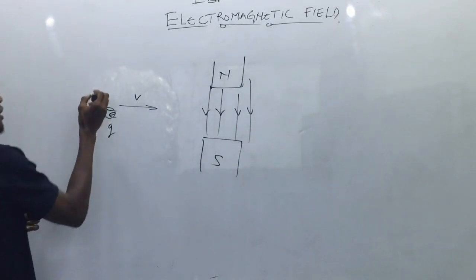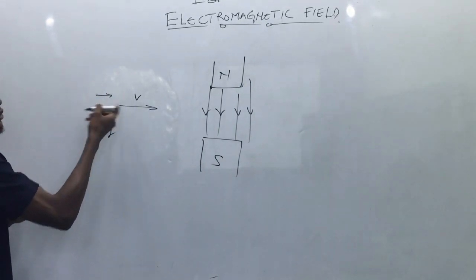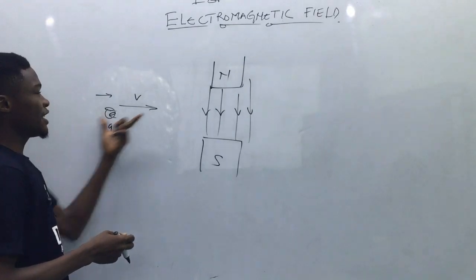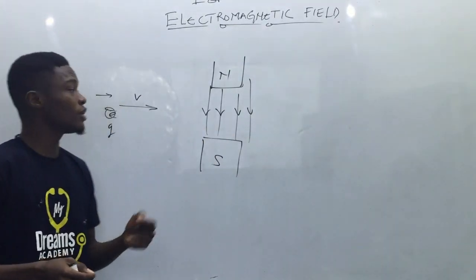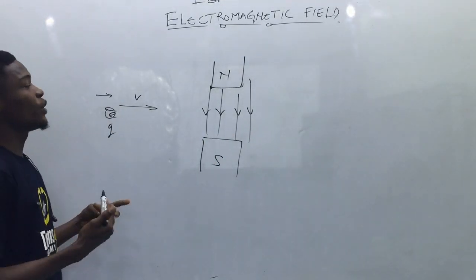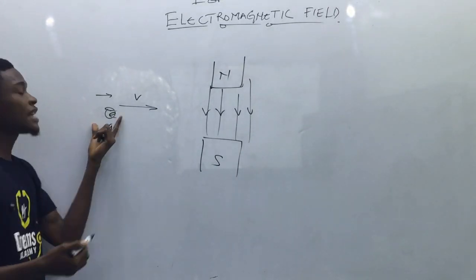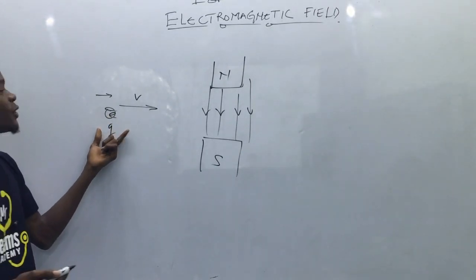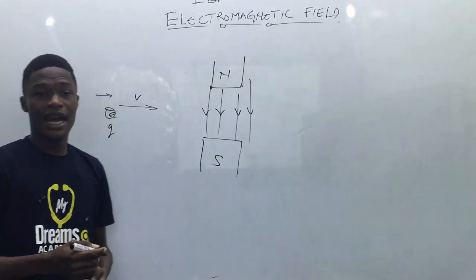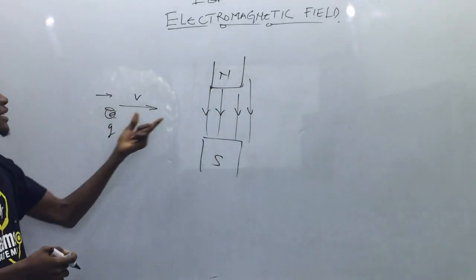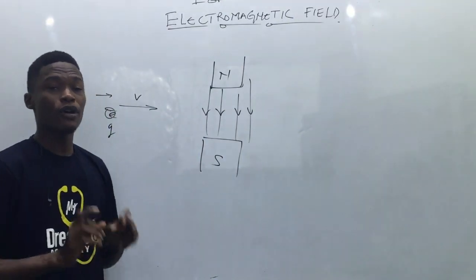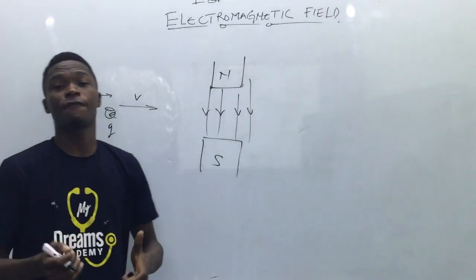Probably the charge was moving on a straight line. If it was moving on a straight line initially and is projected into this magnetic field, what happens? It will be pulled by either of the poles. Because this charge is an electron, that is a negative charge, it will be attracted to the north side. If it was a positive charge, it will be attracted to the south side. But all we know is that it must experience a force.